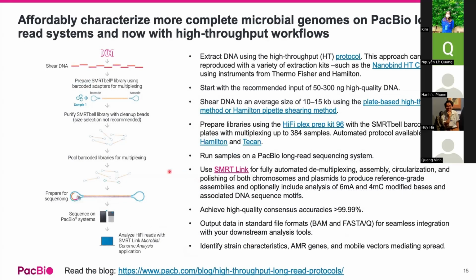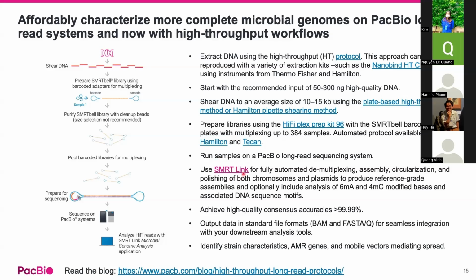This is a very busy slide, but I just want to summarize that at PacBio we have an end-to-end workflow for microbial whole genome sequencing. We have our Nanobind extraction kit that can help you extract high molecular weight DNA. Then we work with compatible partners for shearing, for example plate-based high throughput shearing and Hamilton pipette shearing. As I mentioned earlier, we have our HiFi plex prep kit, which can multiplex up to 384 samples. Depending on your throughput, this kit can be automated on a liquid automation platform as well. After we prepare the library, we can run the samples on either the Sequel IIe or our Revio platform.